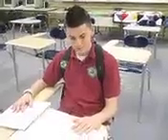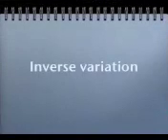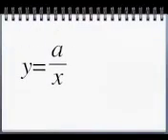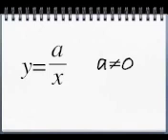I don't get how to model inverse and joint variations. I can help you with that. Variation. Y is equal to A over X, where A is not equal to 0.